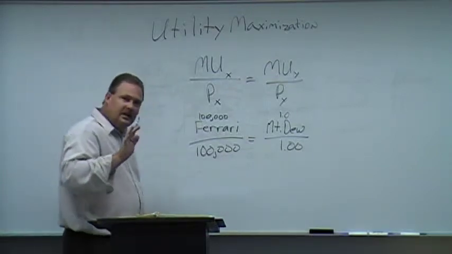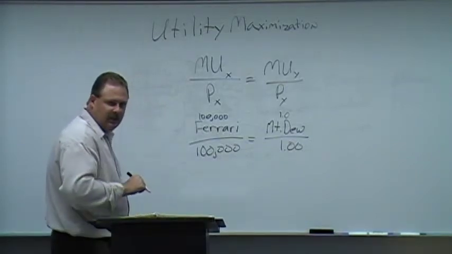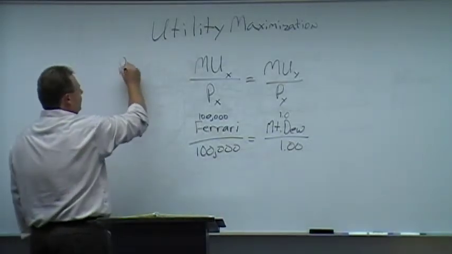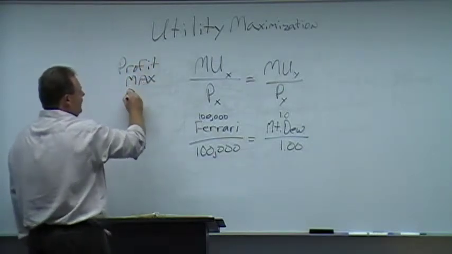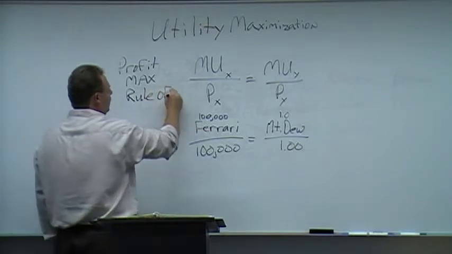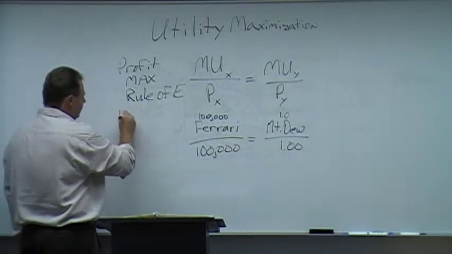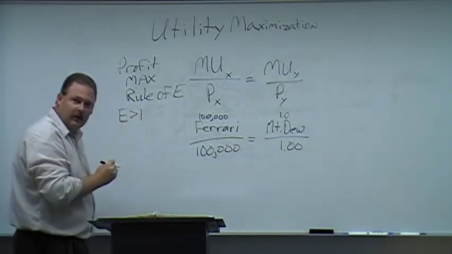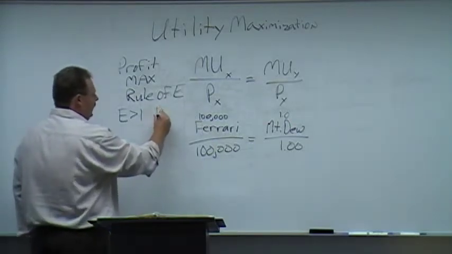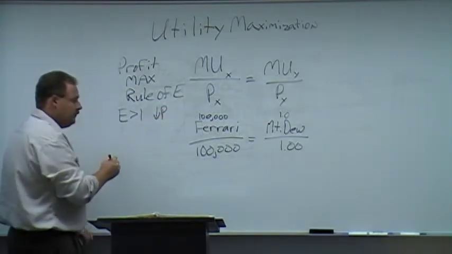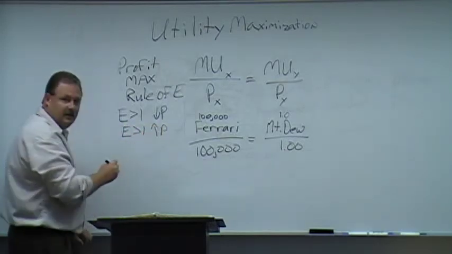And I want to re-emphasize here at the end one of the most important concepts we saw early in this chapter. And that was the profit maximizing rule of E, which means elasticity. If I have an E greater than 1, as a seller, what should I do? Reduce price. That's the rule. E less than 1, increase price.